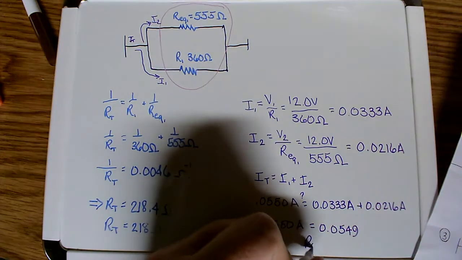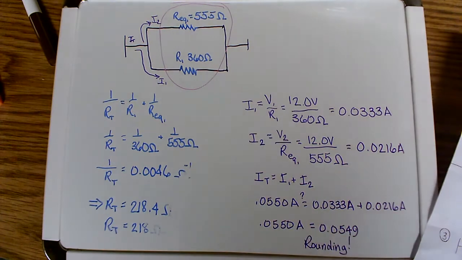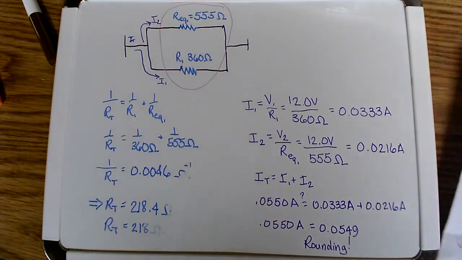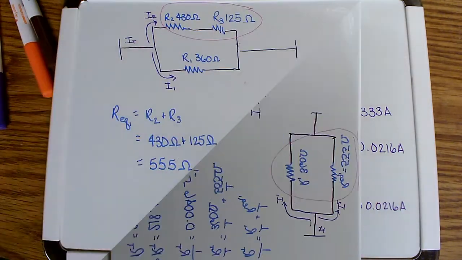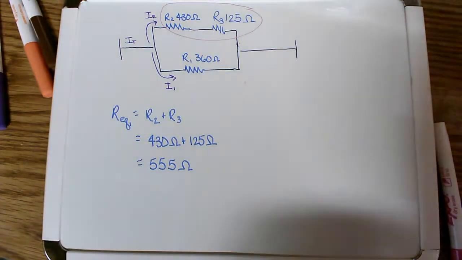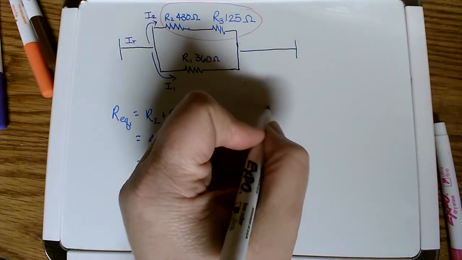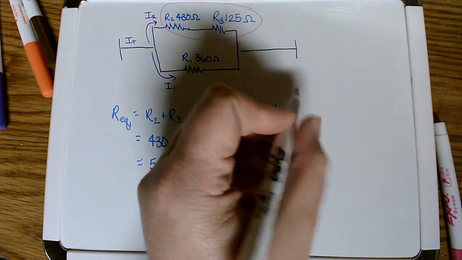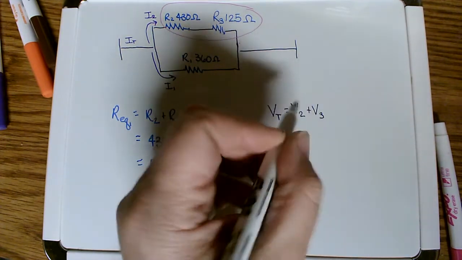Well, why? Well, again, go back up and look. We said the actual equivalent resistance was 218.4 ohms, and we rounded it to 218. That's where it is. Okay, now we're going to go back up one more step. We now have the 2 resistors in series across from the one in parallel.